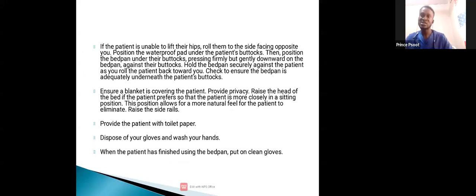If the patient is unable to lift their hips, you can roll them to the side, facing opposite to you. Position the waterproof pad under the patient's buttocks, then position the bedpan under their buttocks, pressing firmly but gently downward on the bedpan against their buttocks. Hold the bedpan securely against the patient as you roll the patient back towards you. Check to ensure the bedpan is adequately underneath the patient's buttocks.